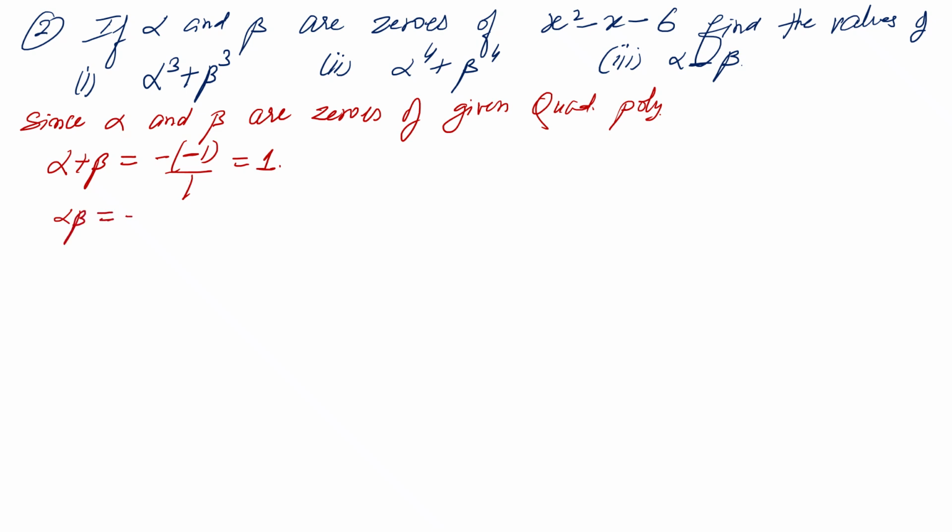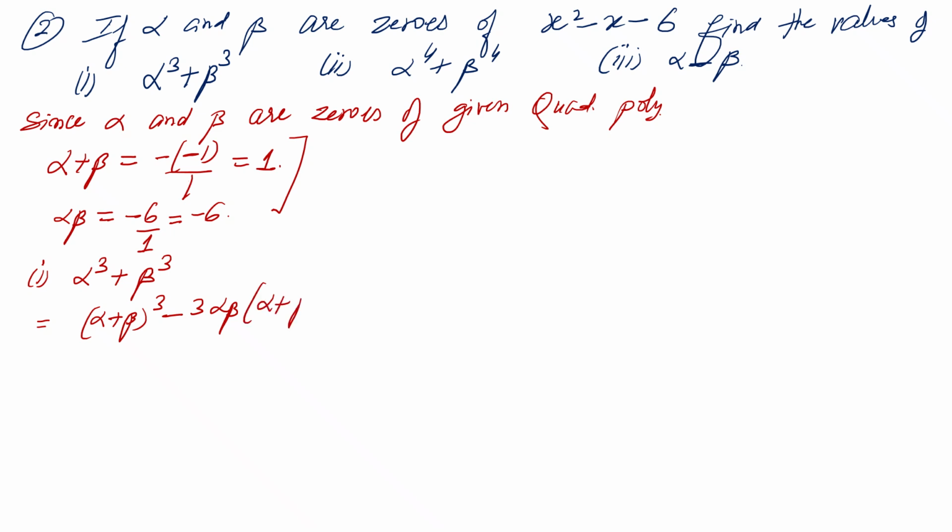Alpha into beta is the constant term divided by the coefficient of x square, which is equal to minus 6. So you have to use these two values. For the first part, alpha cube plus beta cube. In this particular question, you have to remember the identity that this can also be written as alpha plus beta raised to power 3 minus 3 alpha beta into alpha plus beta. So basically this is the learning part.